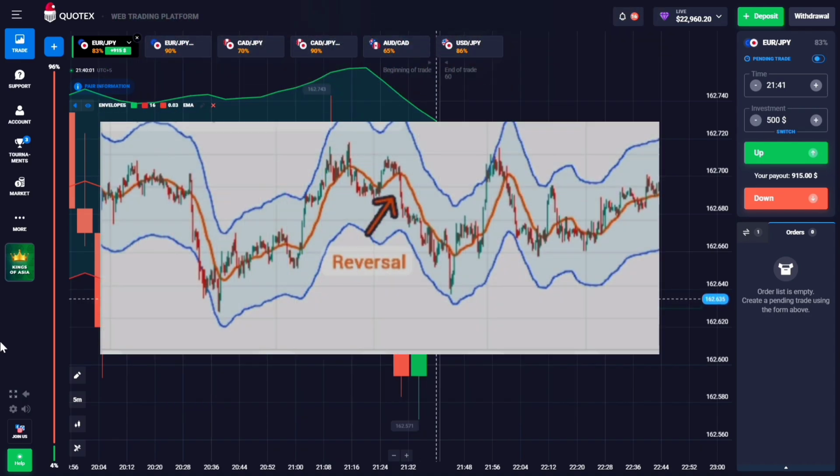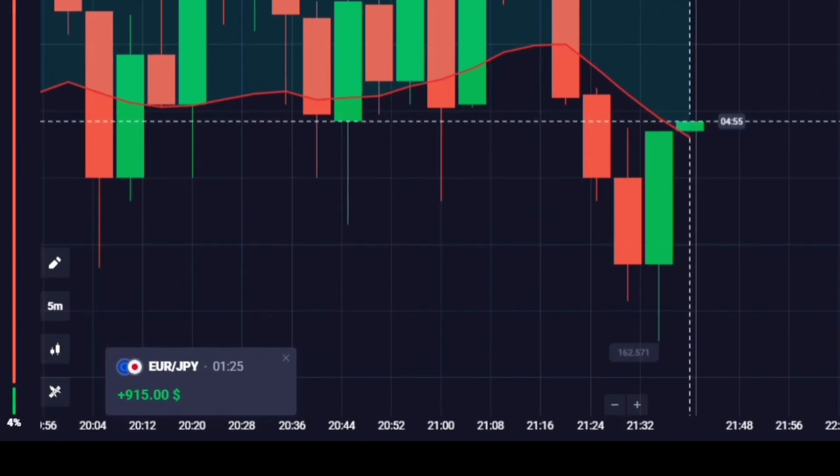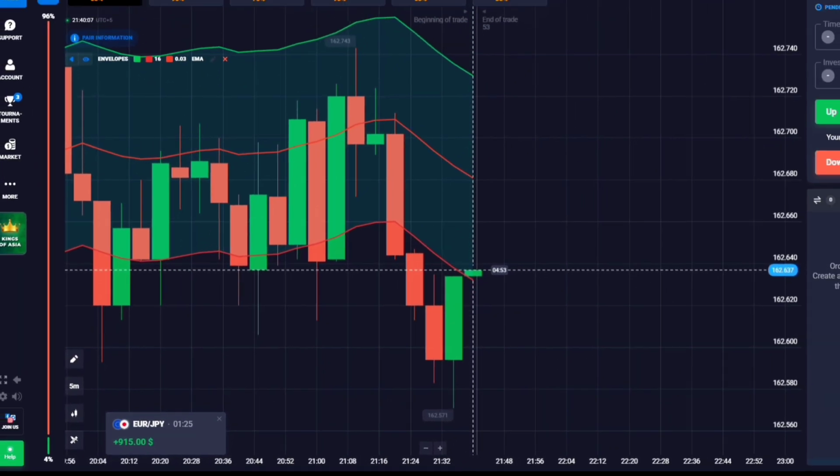Reversal trading. If the price moves significantly beyond the envelope, it could signal an overbought or oversold condition, indicating a possible reversal.